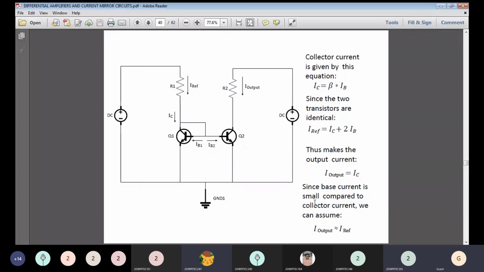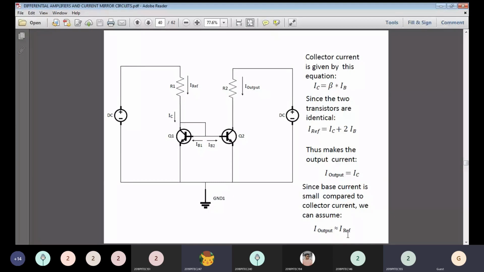Since the base current is small compared to the collector current, the base current will always be smaller than the collector current. See the equation here: the base current 2 IB is very, very small compared with IC. So we are neglecting it. The total output is nothing but IC, which now becomes only the reference value. So obviously your output current is nothing but your reference current.